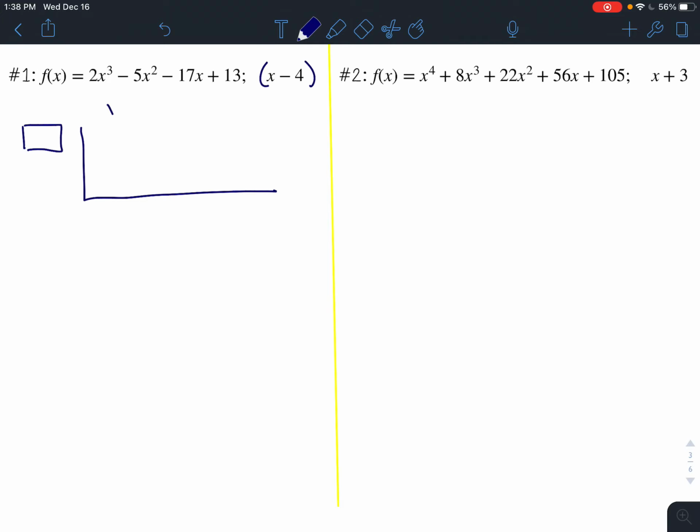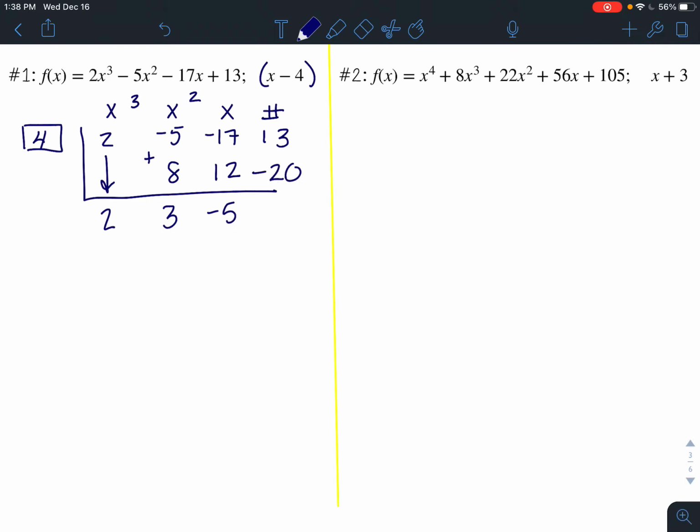Right, so we're going to set up our synthetic division. I need a column for x cubed, x squared, x, and my constants. And then I'm going to put positive 4 inside of my divisor box. Right, so drop the 2, multiply by 4, add down, multiply by 4, add down, multiply by 4, add down, so I get negative 7.